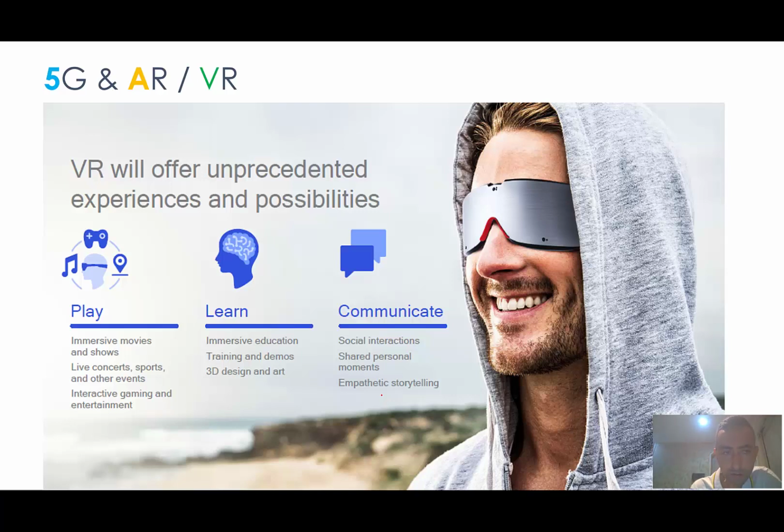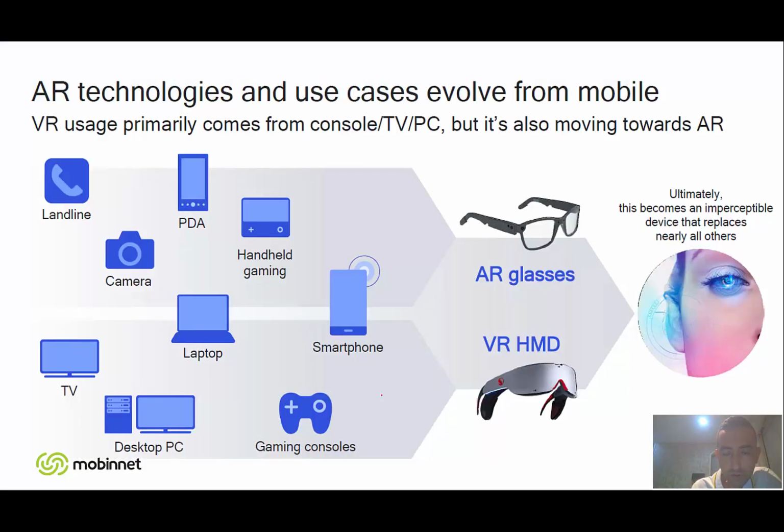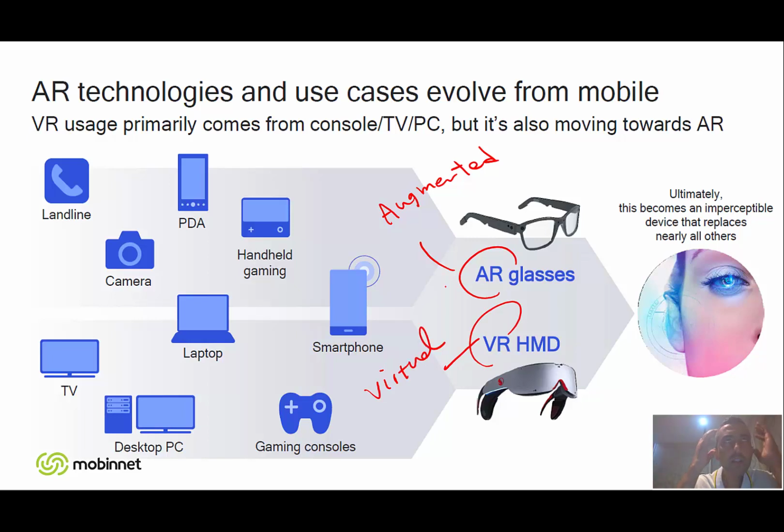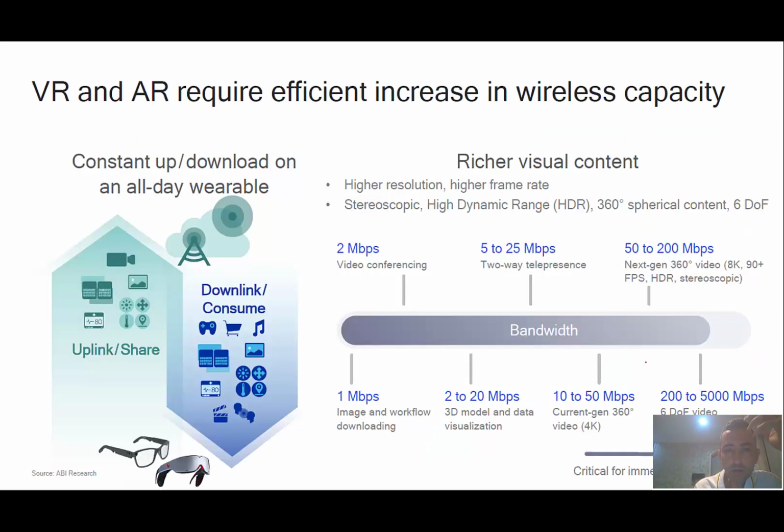You know that AR and VR are becoming very popular these days. So what is AR and what is VR? AR is augmented reality. It means that you wear glasses, you see reality, but some other things are augmented. VR is virtual reality. It means that you wear glasses and everything is virtual. We also have some other combinations like XR and so on.